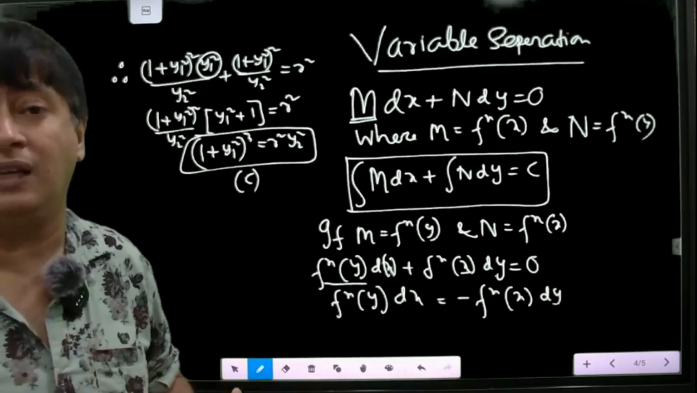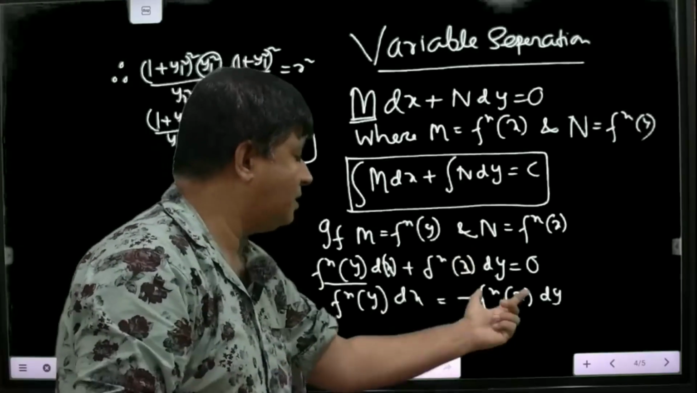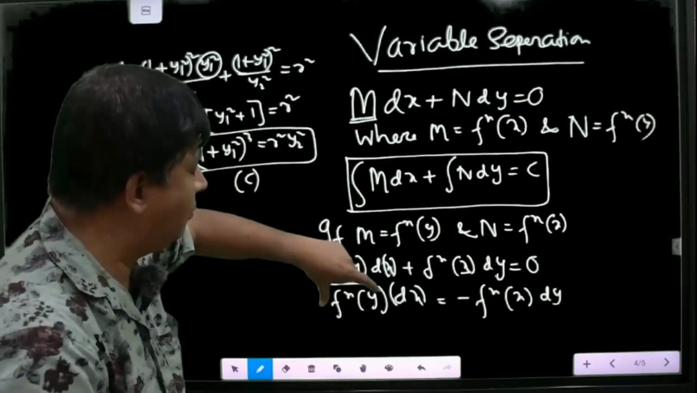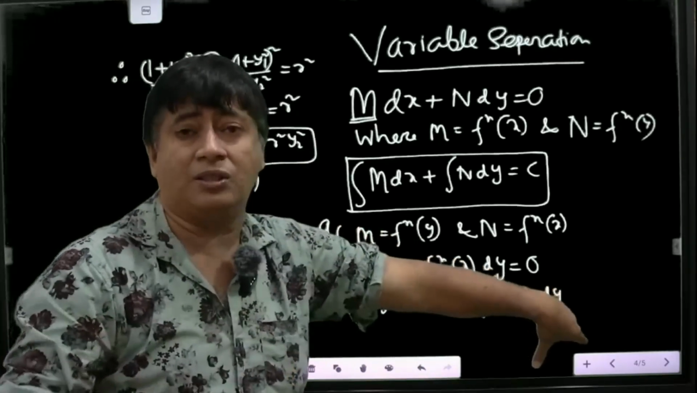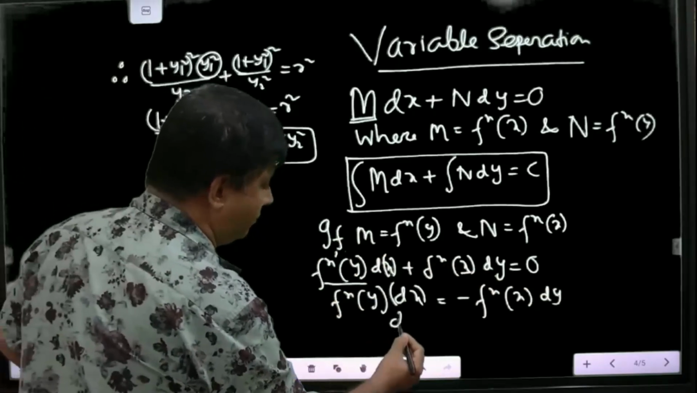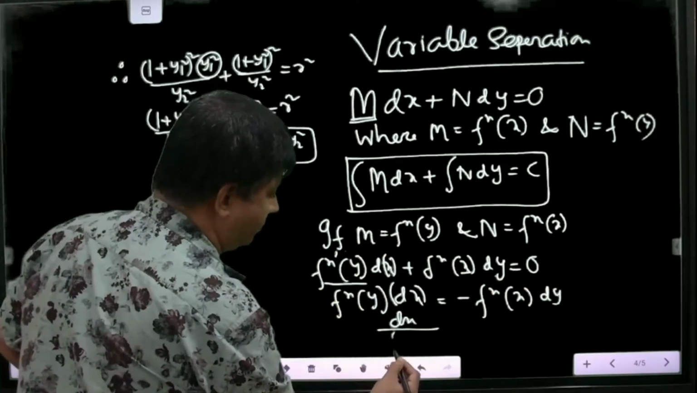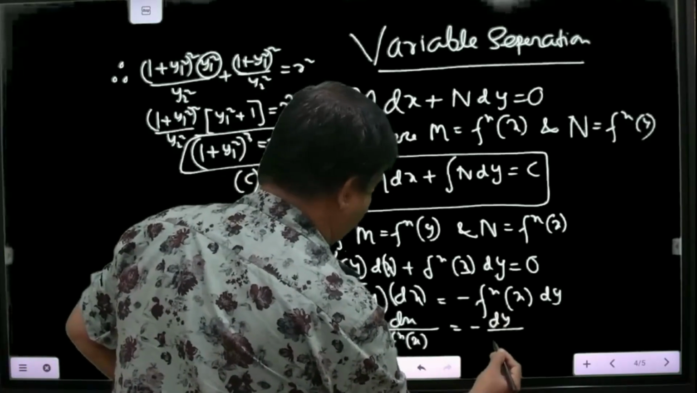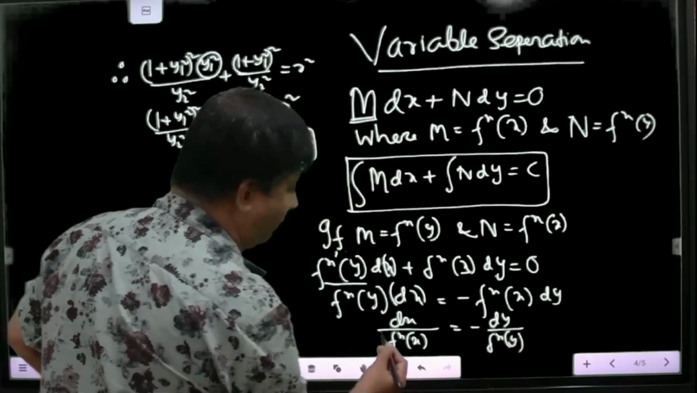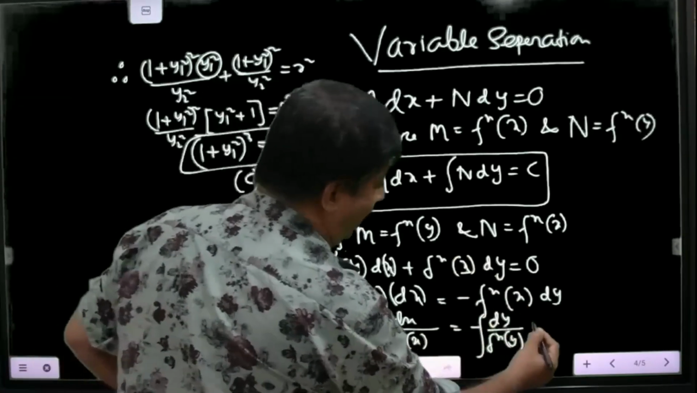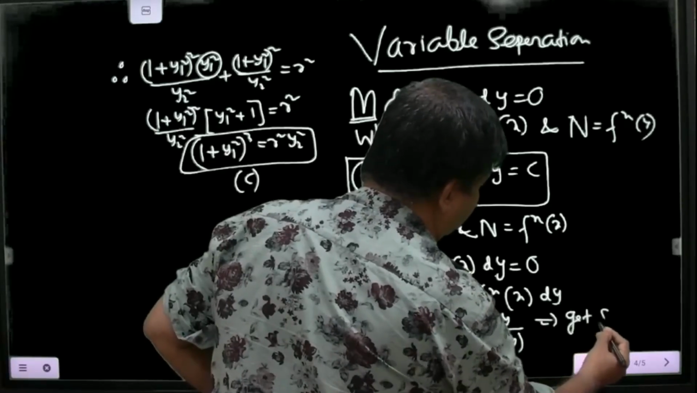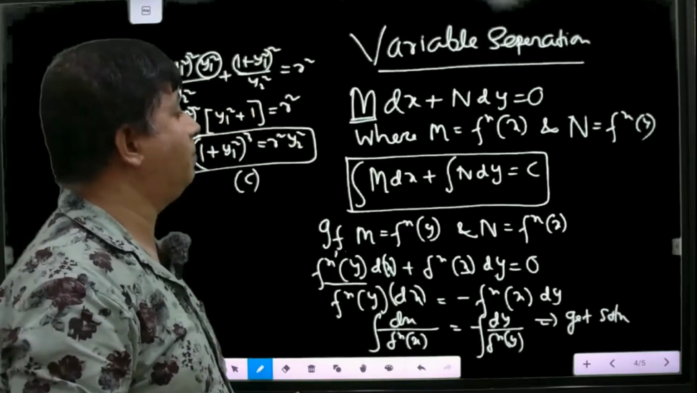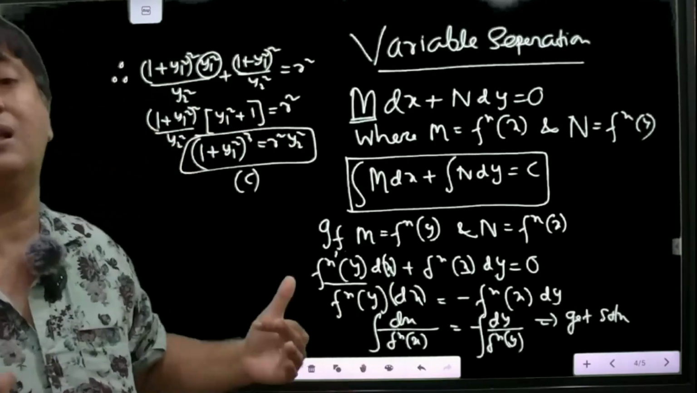How to separate the variable? With our basic perception, the function of x will go with the differential dx and the function of y will go with the differential dy. So, exchange that. Now the variables are separated, integrate and get the solution. So this is the basic concept of variable separation. Let us take one example based on this.